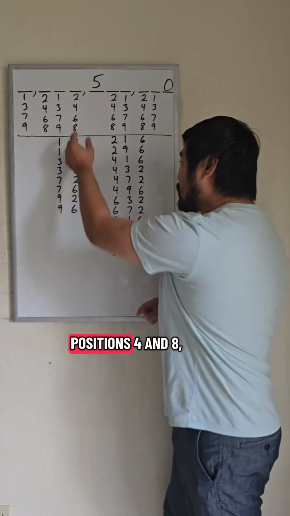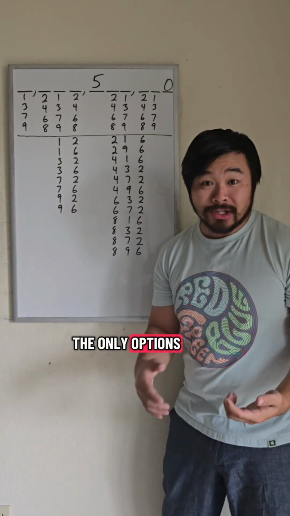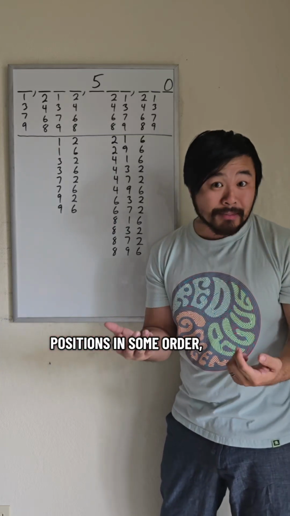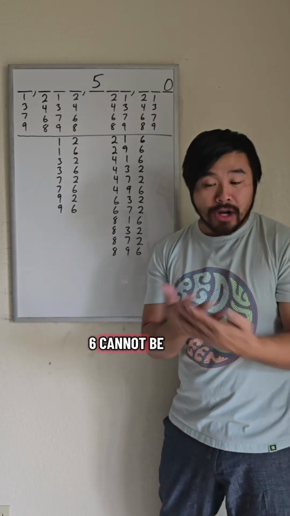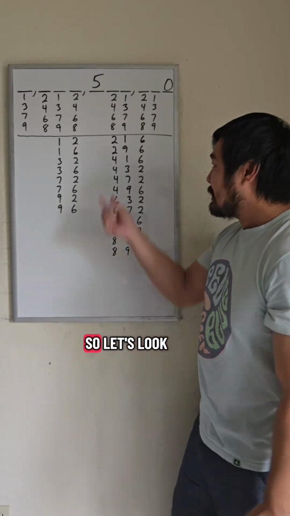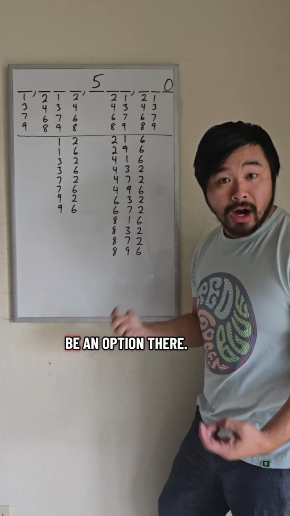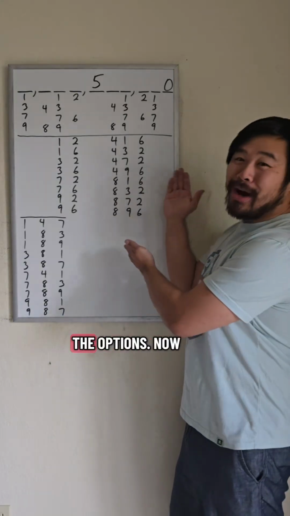Now notice in positions 4 and 8, the only options are 2 and 6. So only 2 and 6 can be in those positions in some order, meaning 2 and 6 cannot be anywhere else. So let's look at position 6 and eliminate the options where 2 and 6 can be an option there. And here are the options.